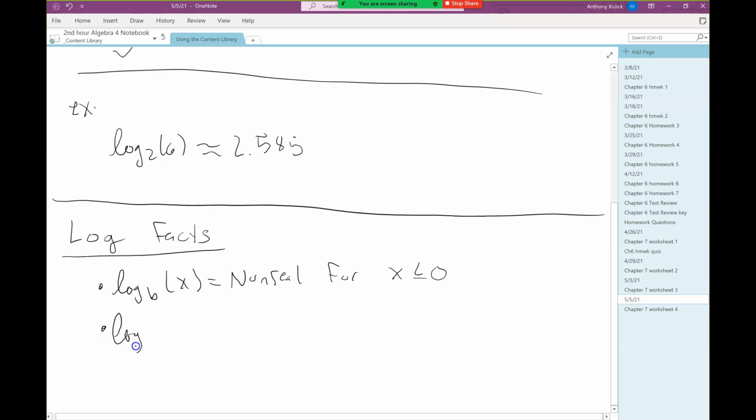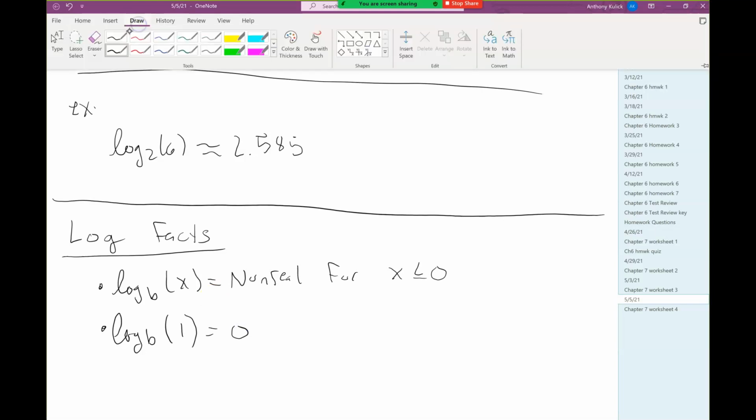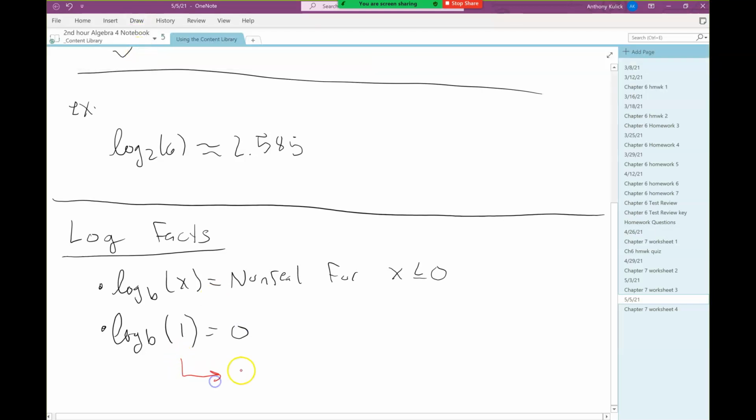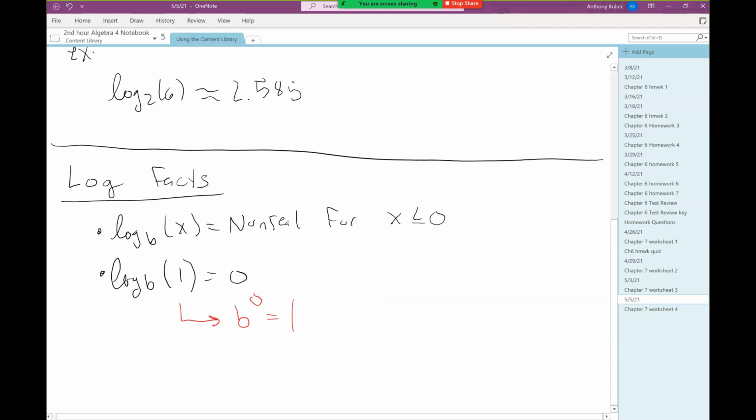Next one up is log base b of 1 is always going to equal 0. If you think about that for a moment, if I use my definition of a logarithm, that's basically just saying b to the 0 is equal to 1, which was a property for exponentials, right? So no surprise there. It's basically the logarithmic version of that property. Everybody feel happy with that?